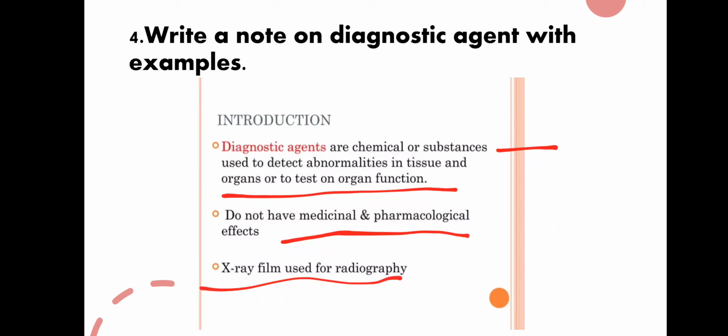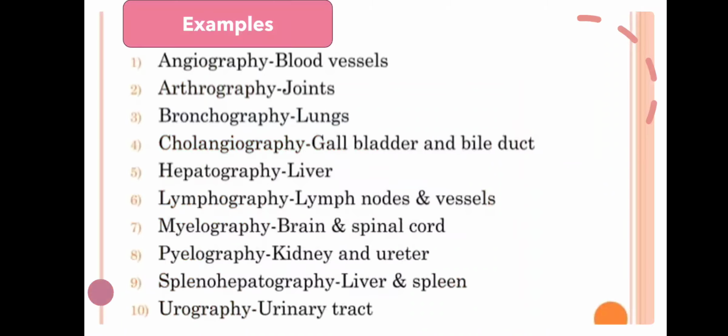X-ray film is used for radiography. You know that in X-ray machines, if any fracture happens or if any bone fracture is being observed, what they are doing is just X-raying, meaning radiography. Why are we using X-ray? X-ray is used to know the fracture. Then examples: angiography. Okay, these all are diagnostic agents, like arthrography, bronchography. Example, you can write 3 to 4.